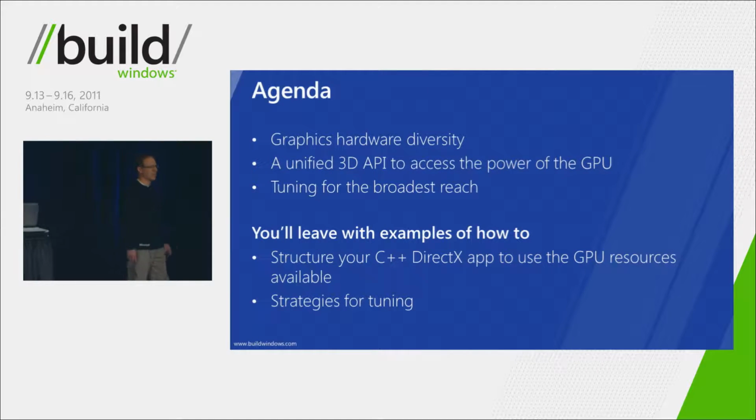So today we're going to be talking about graphics hardware. We'll give you an agenda of what we're going to talk about. We're going to talk about graphics hardware and the diversity you're going to see in the PC ecosystem for Windows 8. Then we're going to talk about a unified API system for being able to access that hardware directly. And then finally, we're going to talk about some tuning strategies for how to do that.